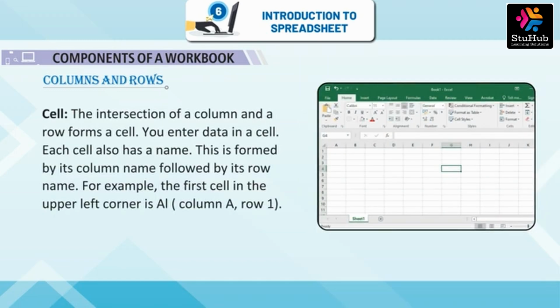Cell. The intersection of a column and a row forms a cell. You enter data in a cell. Each cell also has a name. This is formed by its column name followed by its row name. For example, the first cell in the upper left corner is A1, column A, row 1.